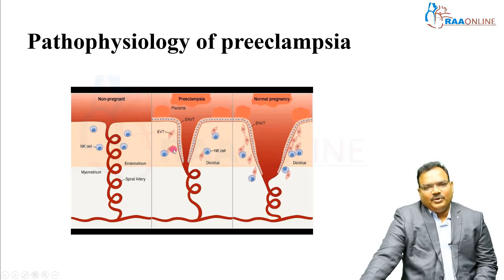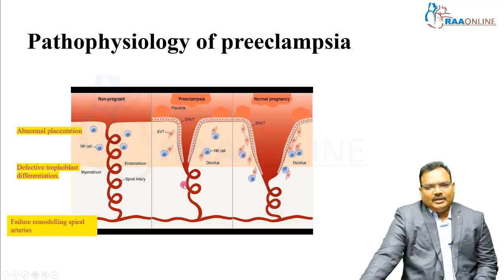These are the spiral arteries, which are normal. The problem in pre-eclampsia is that the placentation is abnormal. The placentation itself is very shallow, and there are defective trophoblasts. You can see a lot of trophoblasts here, poorly differentiated in pre-eclampsia. Also, there is failure of remodeling of the spiral arteries. This is the main pathophysiology of pre-eclampsia, that is abnormal placentation: shallow placentation, defective trophoblast differentiation and failure of remodeling of the spiral arteries.